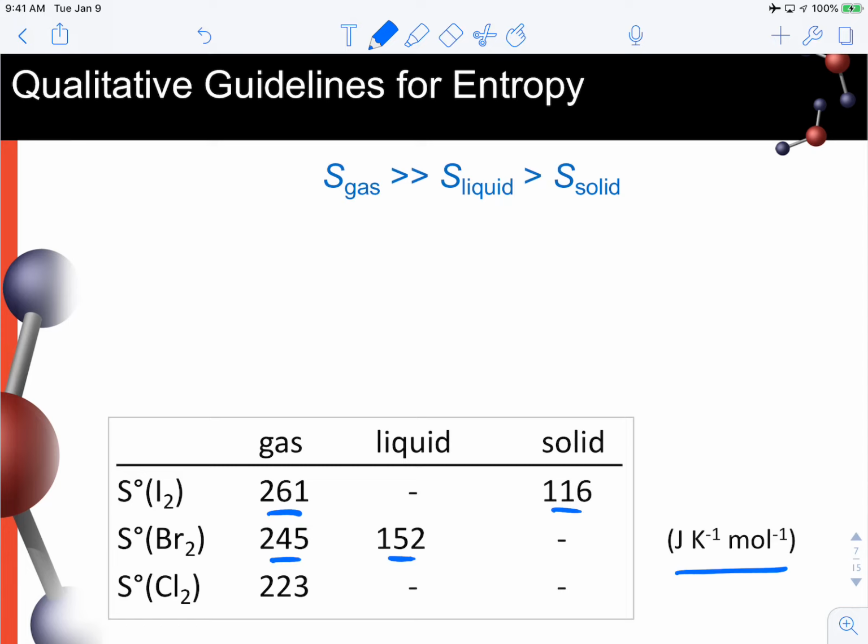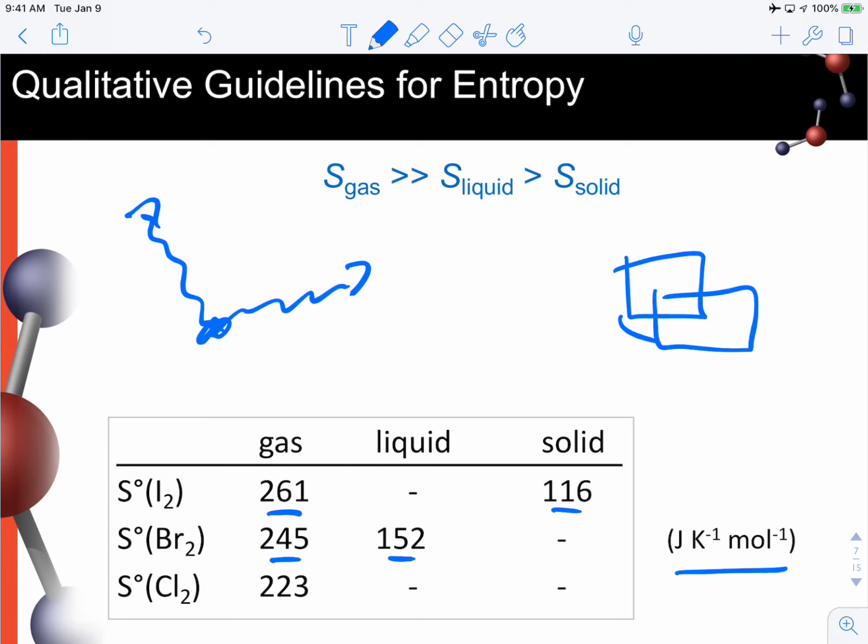And why do we see that? Well, think about it. Gases have fewer restrictions on motion. Gases can do this all over the place, right? That's my gas molecule. When you think about a crystal, a solid, it's confined within a particular array. And then a liquid is somewhat in between. So this shouldn't be that surprising to you.